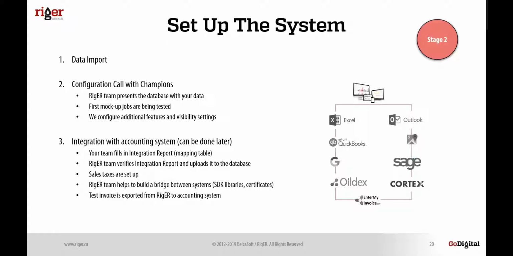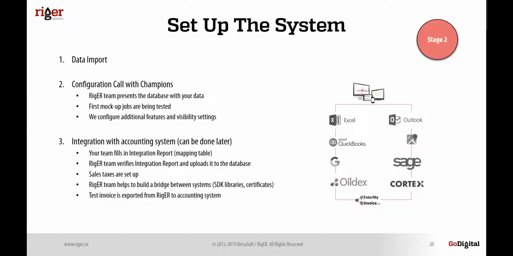And if integration with an accounting system has been requested, we will do this step during stage 2 as well, because before you start working with the system live, we should be comfortable, and you should be comfortable, with exporting the data from RigER to accounting systems. In terms of integration with accounting systems, we have the ability to integrate RigER with QuickBooks, both desktop and online versions. Also, Sage is available as well.